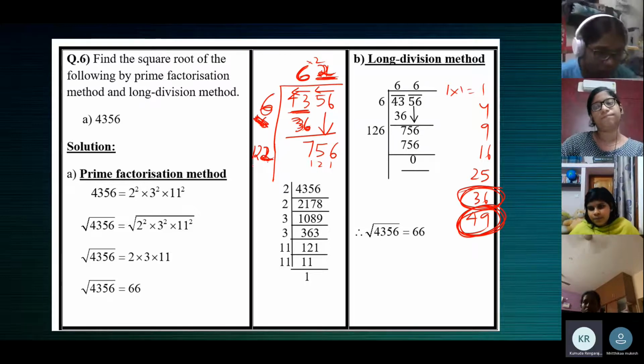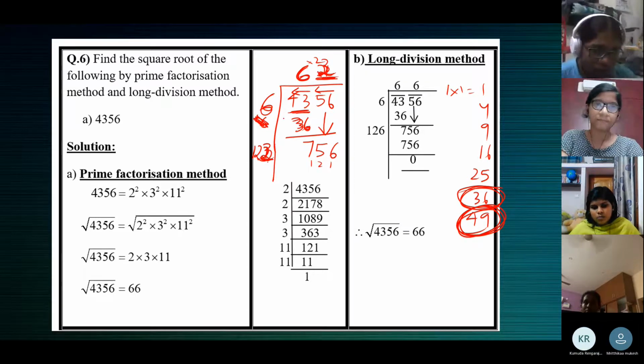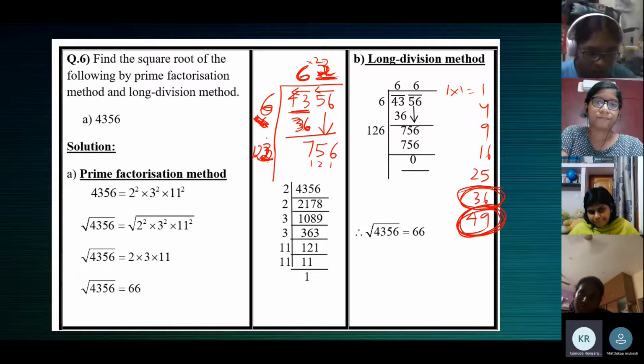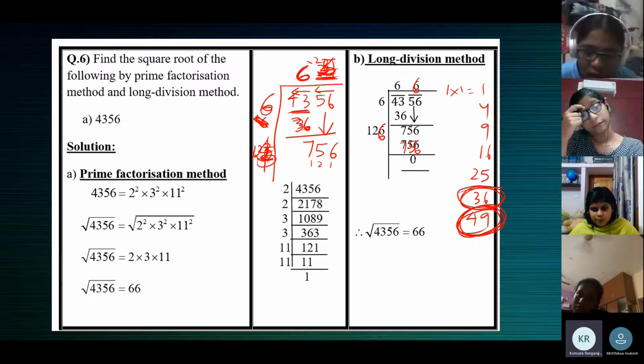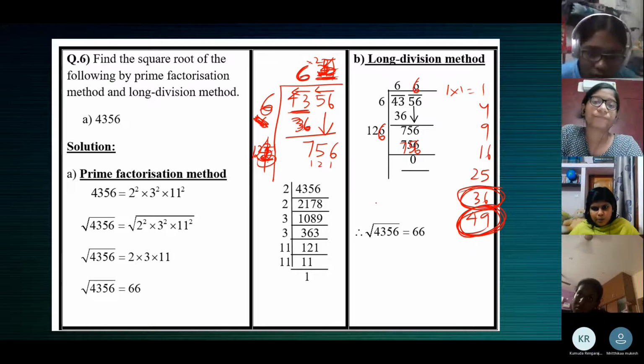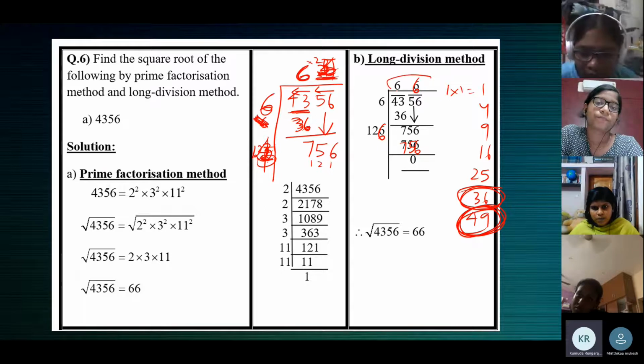144 is very small. So then you should try 3. 123 into 3. Like that. 124 into 4. 125 into 5. So go on like that. When you do 126 into 6, you will get this number 756 exactly. And the remainder is 0. So whatever you find here, 66. The square root of the given number is 66.